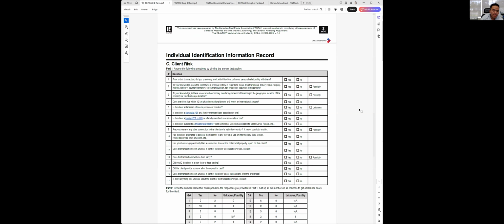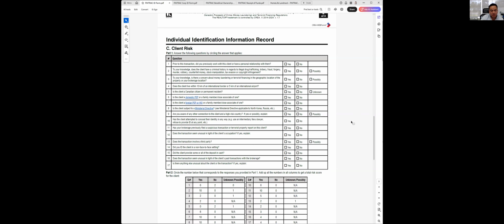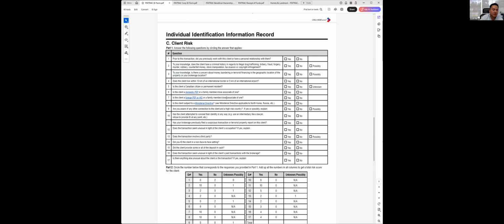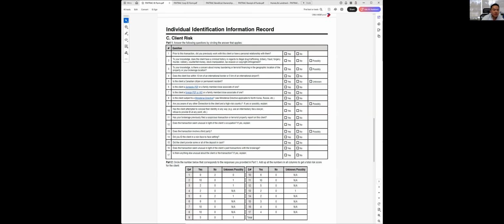Client risk. So this is another important section. You have to assess what's the risk of this client. Are they a Canadian citizen or a PR? Do they live within 10 kilometers of an international border or 5 kilometers of an international airport? You may ask, that's kind of a strange question to ask, but the goal of Fintrac is to determine, is this person frequently traveling globally? Are they transferring funds a lot, right? All of those things may or may not point to increased risk for terrorist financing or money laundering.